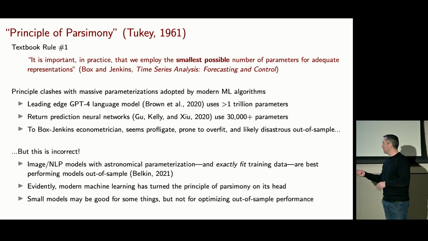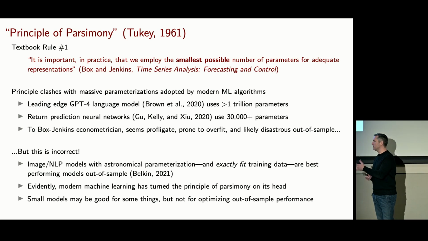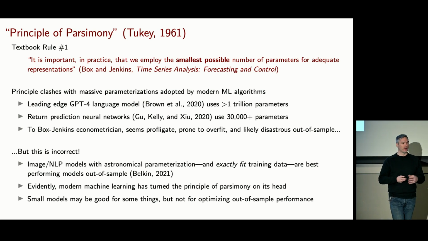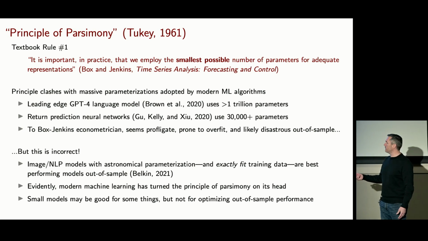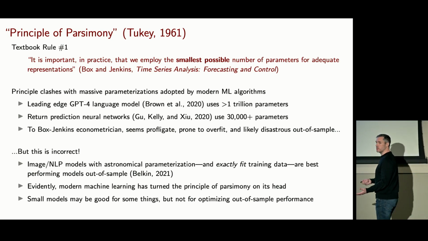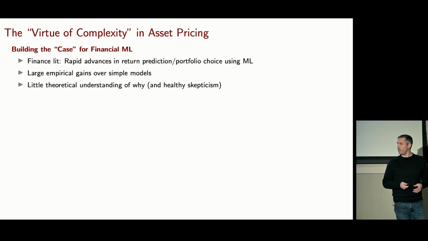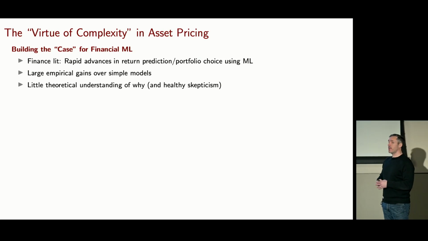So I would say that from an out-of-sample performance standpoint, modern machine learning has turned this principle of parsimony on its head. Now, I'm sure that my discussant and a lot of the discussion around this paper more broadly relate to things like small models can be good for some things. The principle of parsimony can be useful for some things. Things like simple descriptions that we can understand in intuitive ways, right? But it's not good for optimizing out-of-sample performance. Okay, so that's a high-level take on large models.